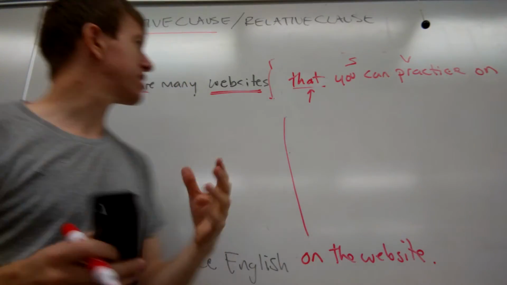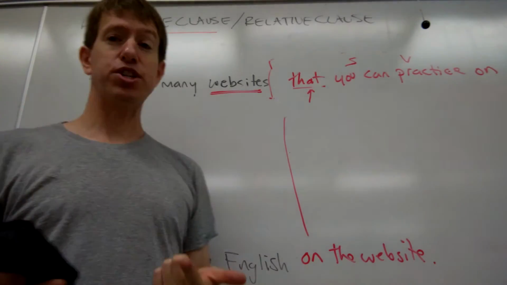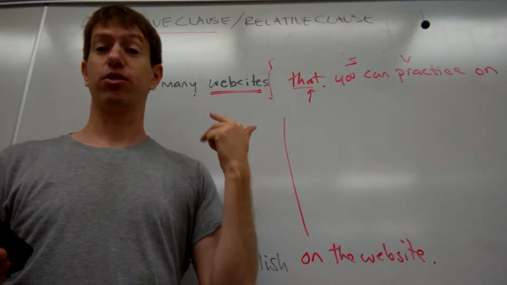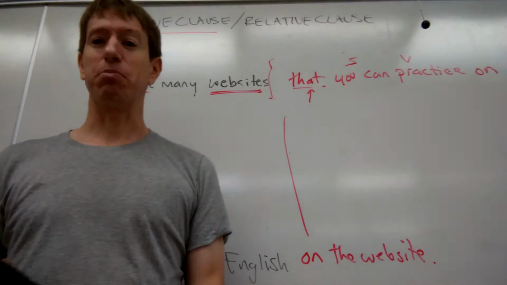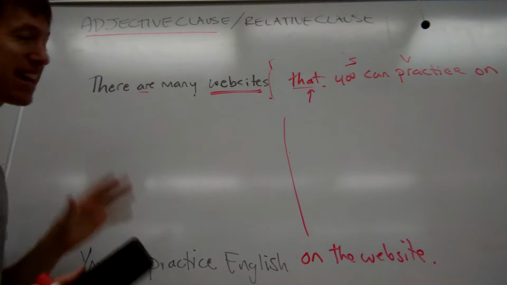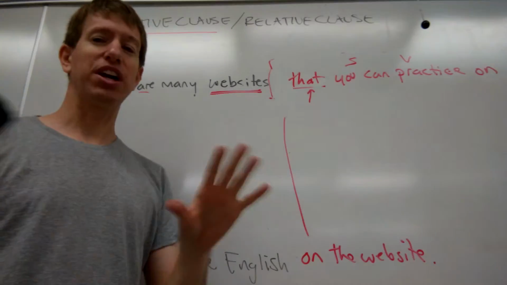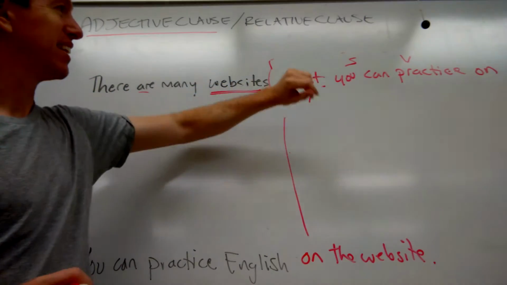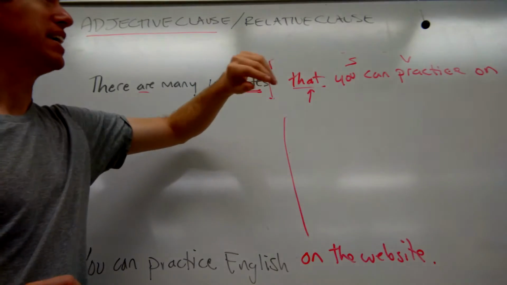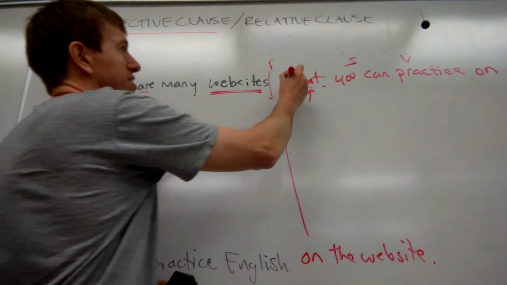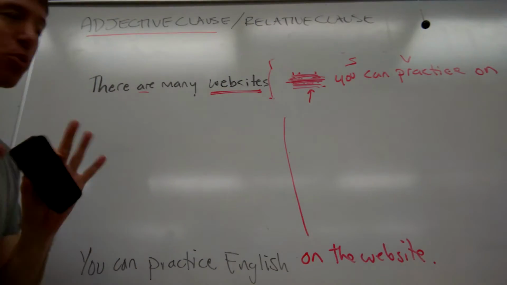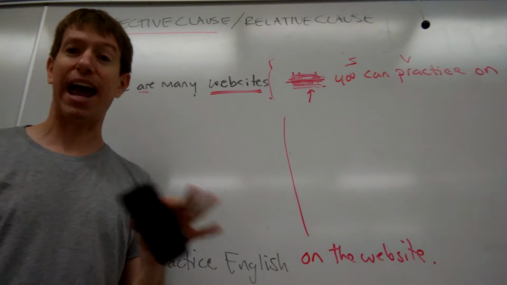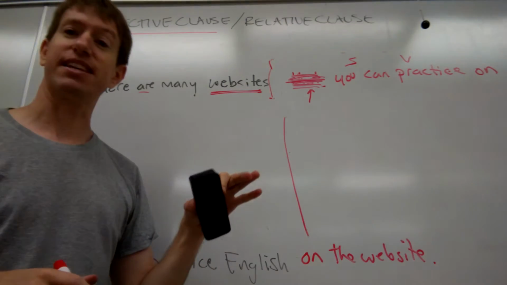So you have three options here. There are many websites on which you can practice. There are many websites that you can practice on. And there are many websites where you can practice. And as you may know, you can ignore this if you want, that, when that is the object, is often deletable. So in this case, you actually could totally just remove it. But don't worry about that. In academic writing, often we keep this anyway.